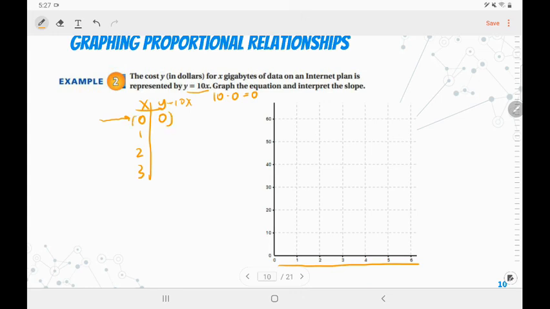To plot that point, remember that's an ordered pair, 0, 0. If I plug in a 1 to fill out this row, I'm going to plug a 1 into x. 10 times 1 equals 10. So if I were to plot that ordered pair, I'd go over 1 and up to 10 and make a dot. Let's try that again. 10 times 2 equals 20, so 2, 20. Make a point. 10 times 3 equals 30, so 3, 30. That's enough points to make a graph, connect the dots, and there's my graph.